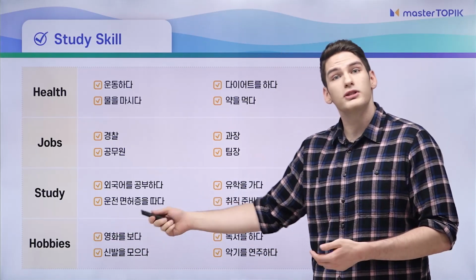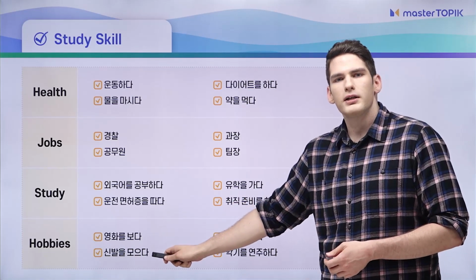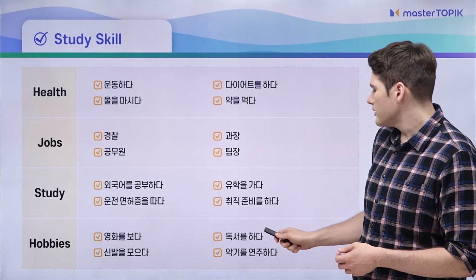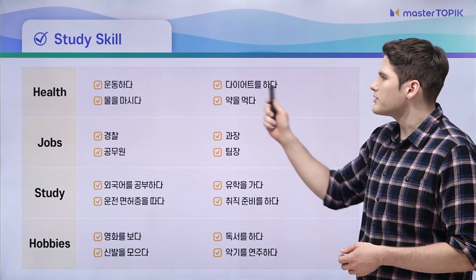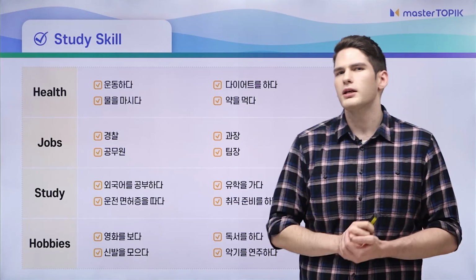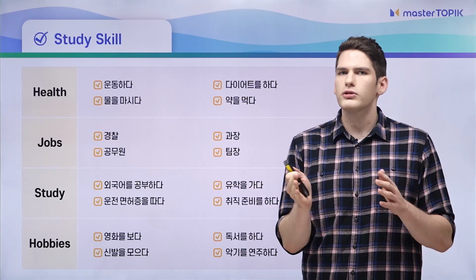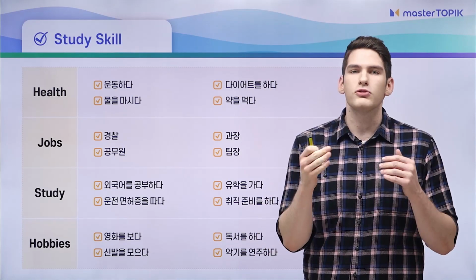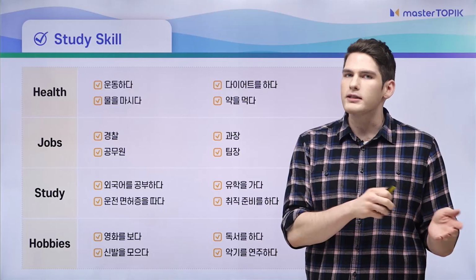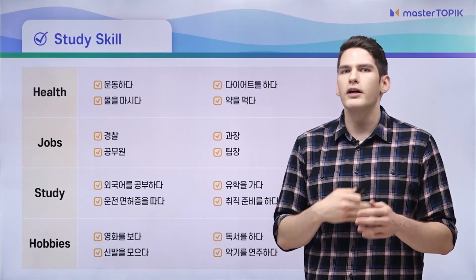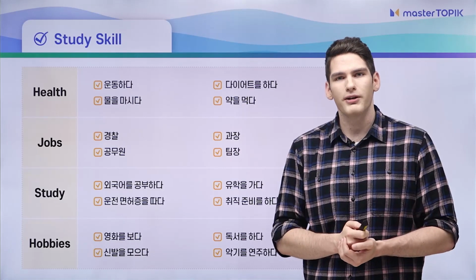And then last of all, hobbies. A lot of you, maybe studying Korean is your hobby, right? But we have 영화를 보다, 신발을 모으다, 독서를 하다, 악기를 연주하다. These are some words that you can learn. And just a little tip, when you're studying vocabulary, learn all of these, but also make sure you learn vocabulary relative to you. So we have hobbies. What are your hobbies? Find how to say that in Korean, and then you're going to be able to talk about yourself when you meet new people in Korea, right?